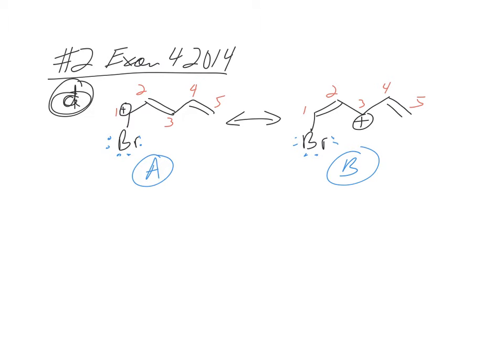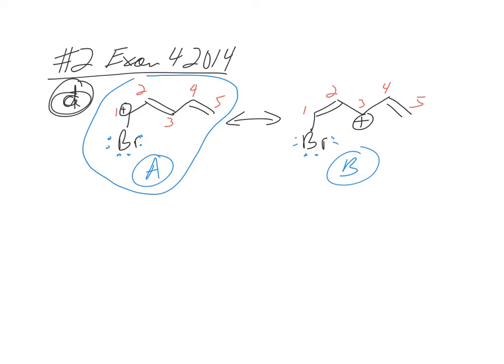But in one of these, the plus charge is closer to the most electron dense atom, I guess. Which one of these has the plus charge as close as possible to the most electron rich atom? A does, right? So that makes this a more stable resonance contributor, just because the lone pairs on the bromine are close to that plus charge.